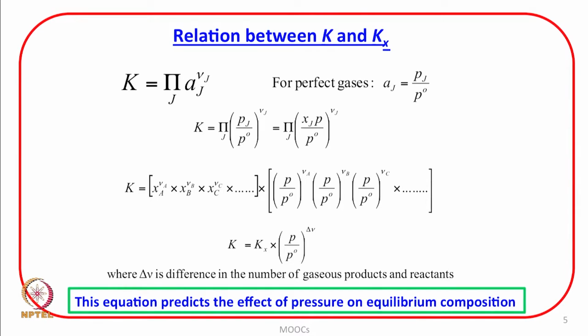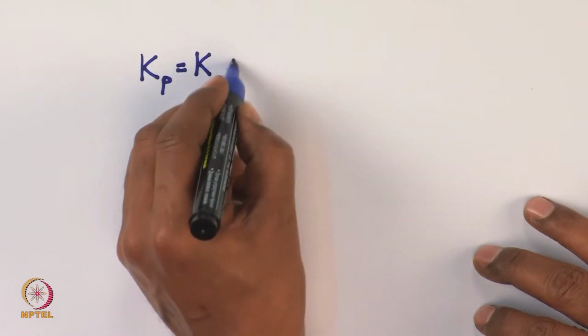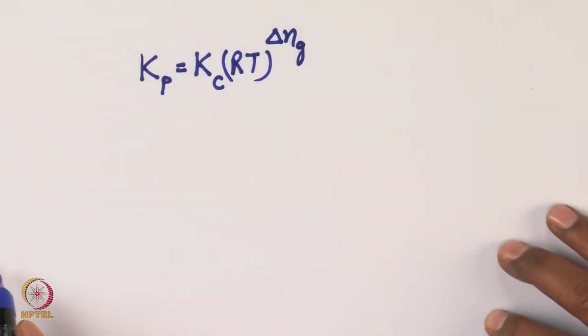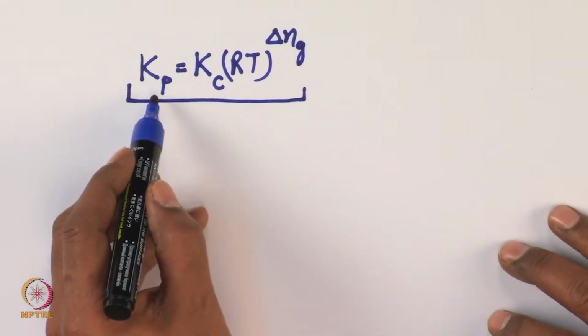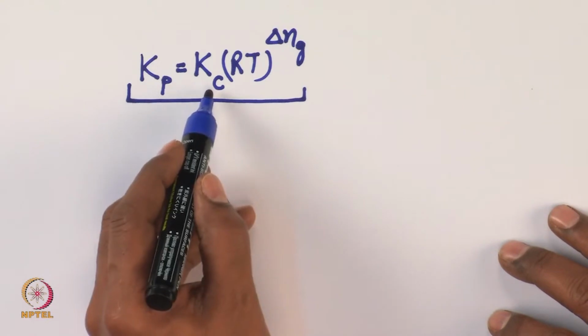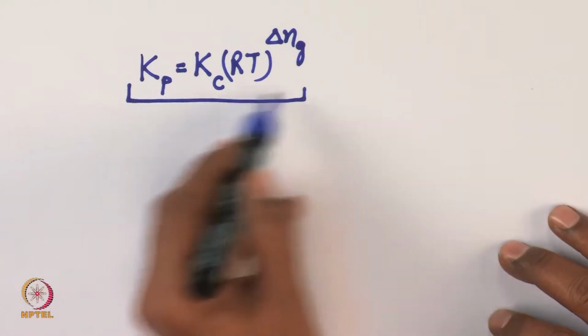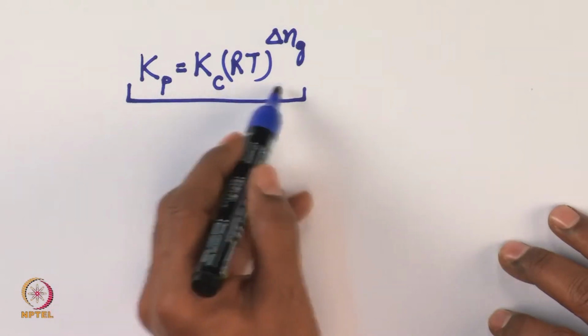Elementary textbooks describe the relationship between Kp and Kc. Kp is equal to Kc into RT raised to the power delta Ng. It works out well, but Kp is expressed as the ratio of pressures, Kc is expressed as the ratio of concentrations, and although this equation works, if you look at the units on each side, it runs into trouble.